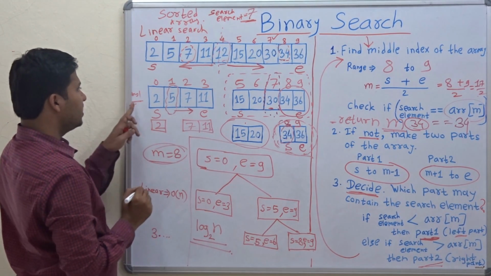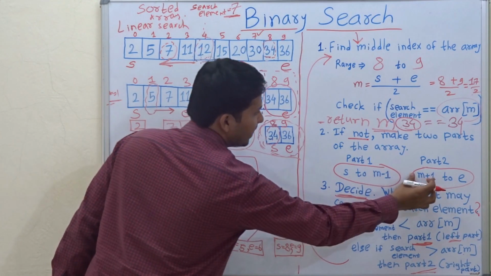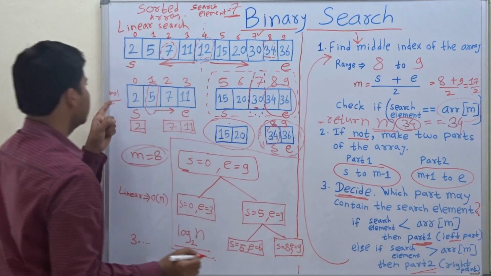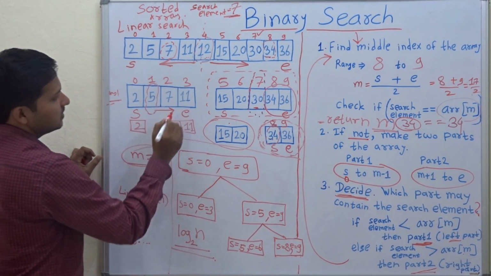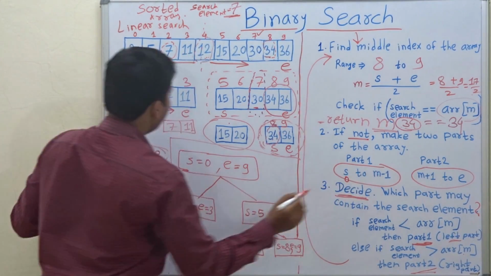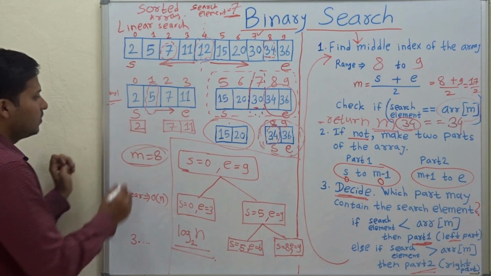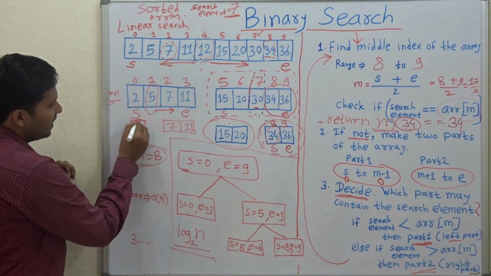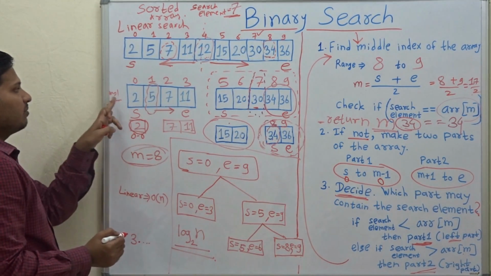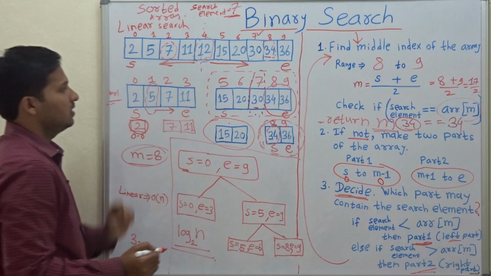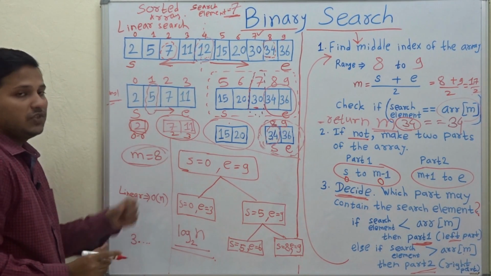See how the division works. As m is equal to 1, the division is s to m minus 1 and m plus 1 to e. Here s is 0 and e is 3. So s is 0 to m minus 1; m is 1, so 1 minus 1 is 0. So 0 to 0, which is why only one element comes in this part. And m plus 1 to e: as m is 1, m plus 1 is 2, to e is 3. So 2 to 3 is the other division.